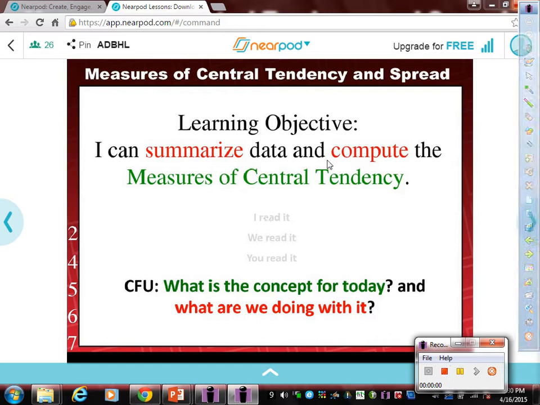I can summarize data and compute the measures of central tendency. Let's read together. 1, 2, 3. I can summarize data and compute the measures of central tendency.